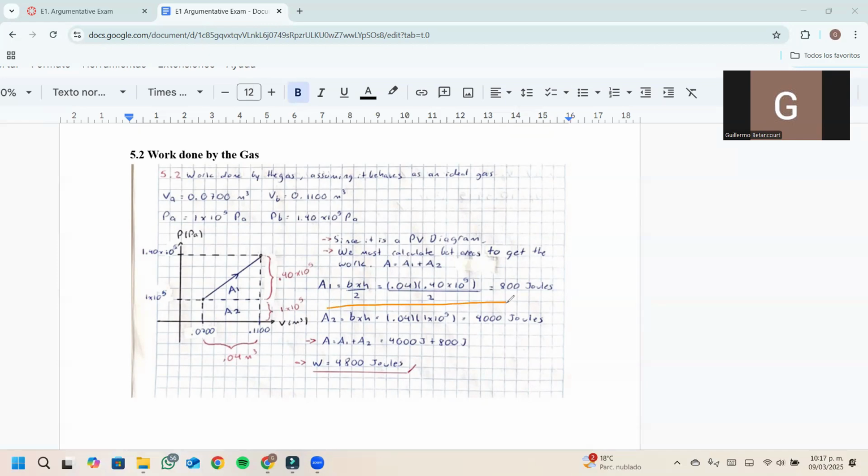So here we have base times height over 2. We substitute our values, and it gives us 800 joules. And then for the rectangle, we have base times height, and substitute our values, which gives us 4,000 joules. At last, we only have to add them together for the total area of this PV diagram, which gives us that the work is 4,800 joules.